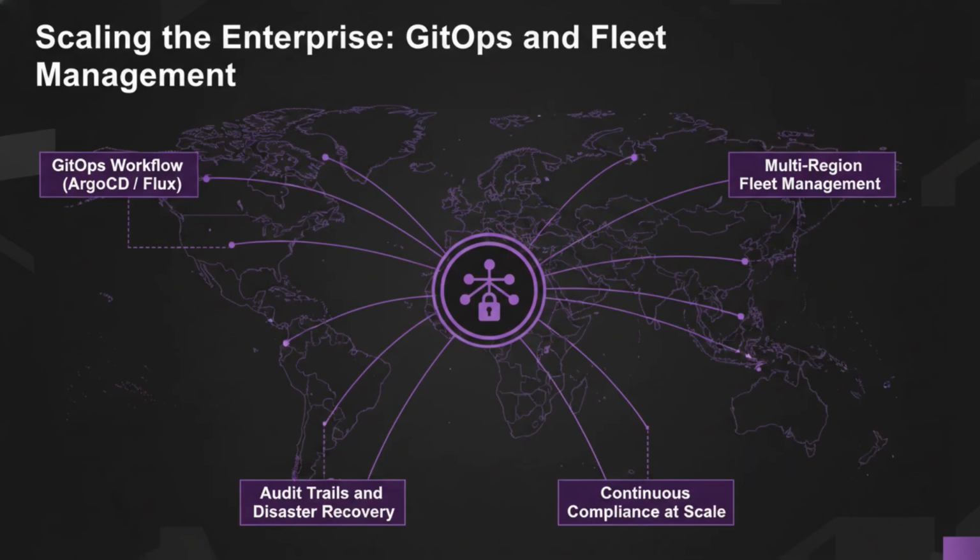As we conclude, we look toward the future of global scaling. Managing a single multi-tenant cluster is one thing, but managing a fleet of such clusters across multiple regions requires a GitOps approach. By using tools like Argo CD or Flux, we can define our entire cluster state, including CRDs and operators, in a Git repository. This ensures that every cluster in our global infrastructure is synchronized and compliant. GitOps provides a clear audit trail and allows for rapid disaster recovery.